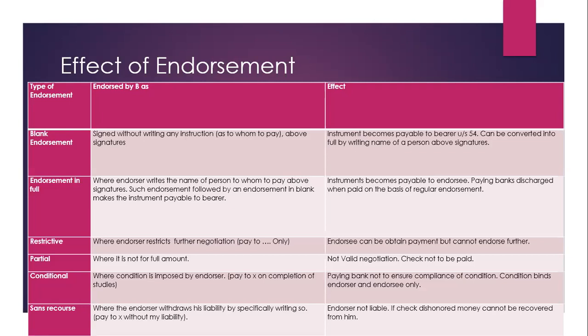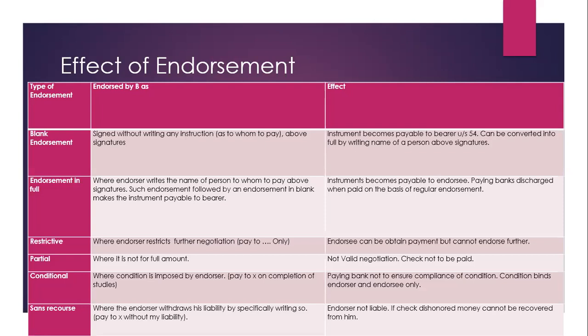Second, endorsement in full: when the endorser writes the name of the person to whom to pay above the signature. Such endorsement may be followed by an endorsement in blank. So we have seen the meaning. The effect is that the instrument becomes payable to the endorsee. The paying bank is discharged when it pays on the basis of a regular endorsement.